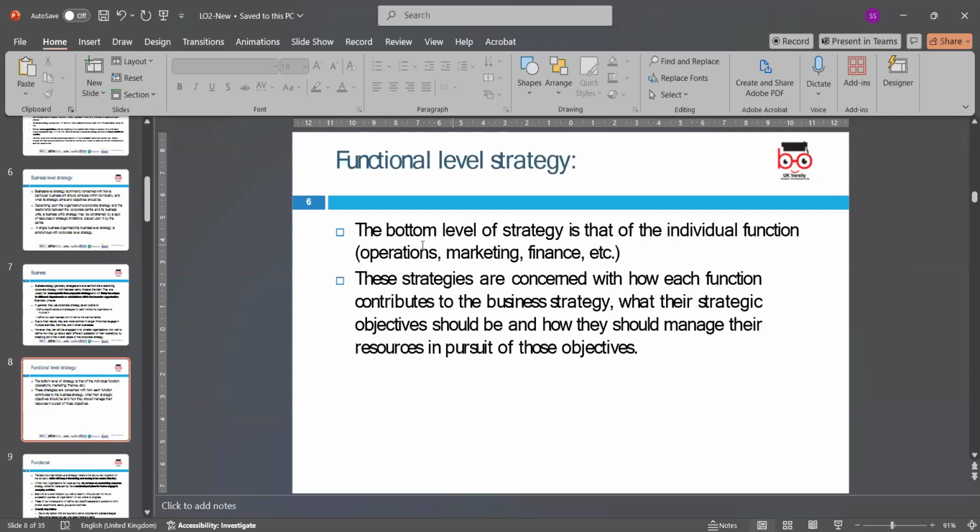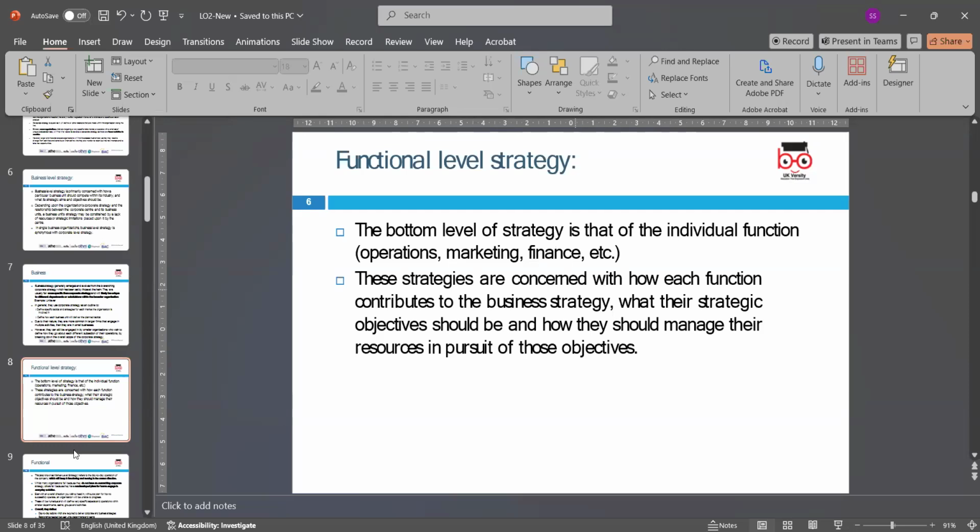When you are talking about these department level strategies, they are mainly concerned with how each function contributes to the business strategy. You have designed the business strategy, and for each business unit you have a strategy. Now each function level makes a strategy in their own department, but they are helping to contribute to and execute the overall strategy of the business level. So they want to achieve the strategic objective. For that reason, you are going to work on the resources, what kind of resources are needed. You are going to make a day-to-day plan.